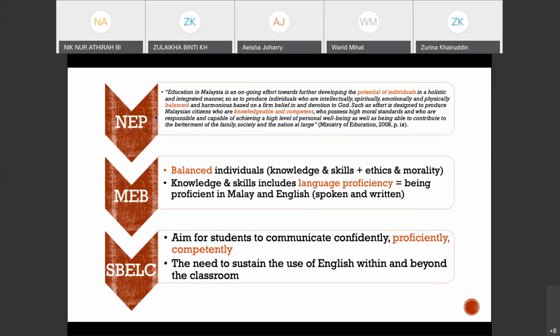So when I look at these three documents, our education documents, they all focus on the students being competent, being knowledgeable, having language proficiency, being competent in using the language and good at communicating. So all these three documents, the ones that we've been referring to, this is their focus. Obviously they also focus on other things, but for the sake of today's sharing, this is what we're going to focus on.